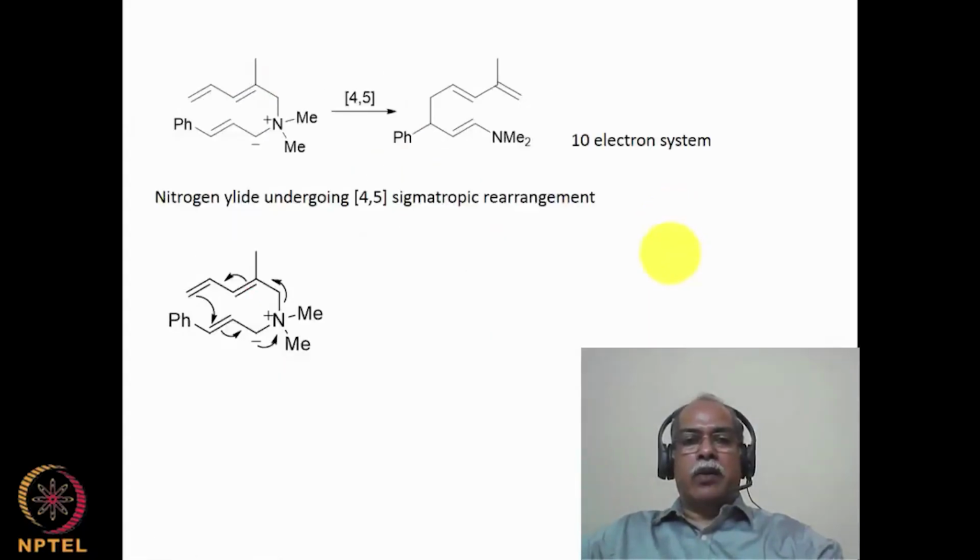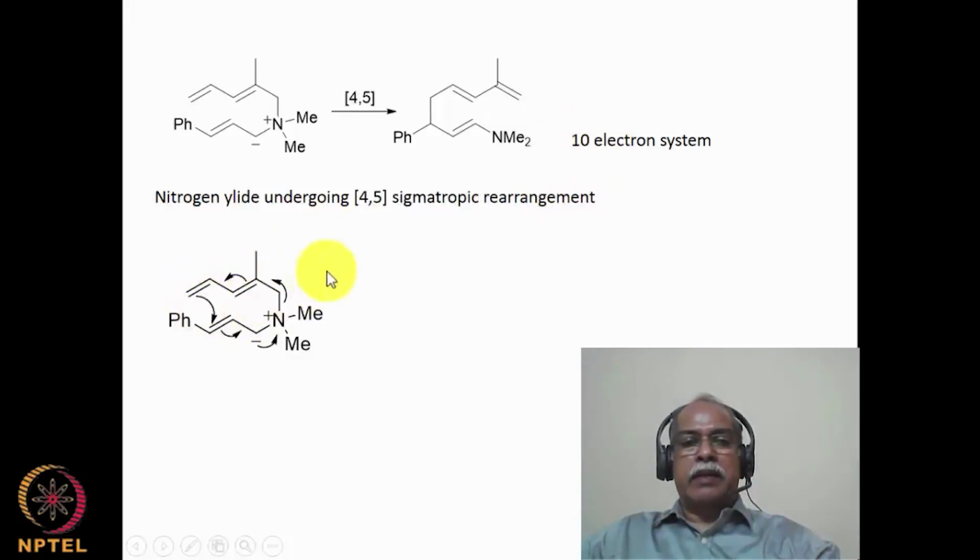Nitrogen ylids undergo a 4,5 sigmatropic rearrangement. It is involving a 10 electron system, and this is an illustrated example of that particular rearrangement. The nitrogen ylid is generated by deprotonation of the quaternary ammonium salt in this particular instance, and you can see here the mechanism of this reaction essentially involves 10 electrons. If you count the number of arrows, that will be 5 arrows corresponding to 5 into 2, a 10 electron system.